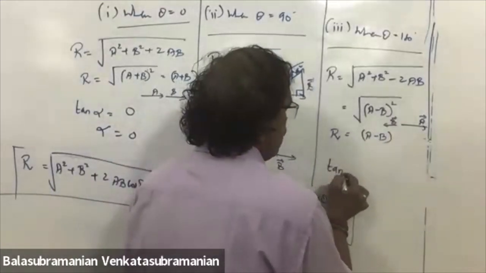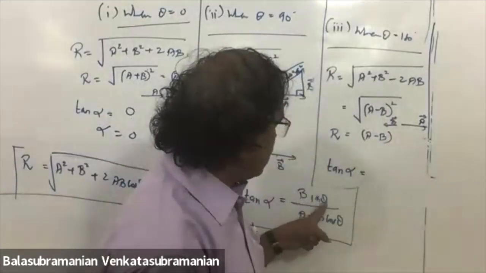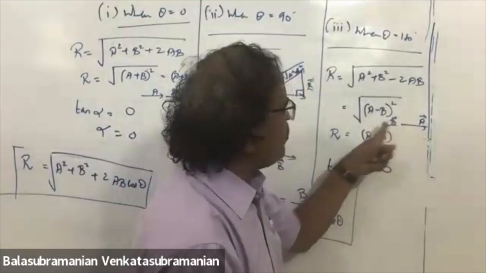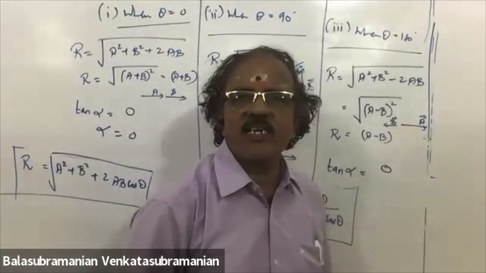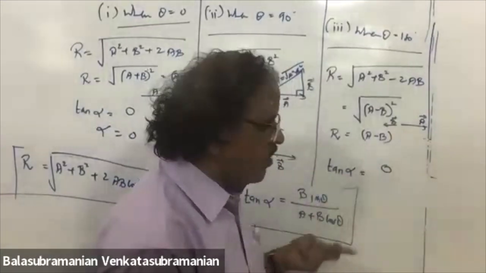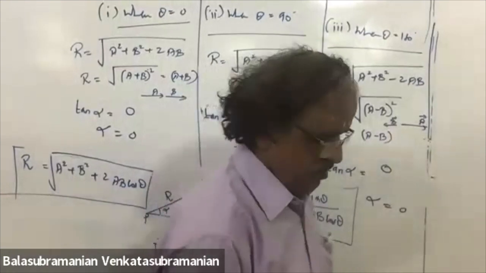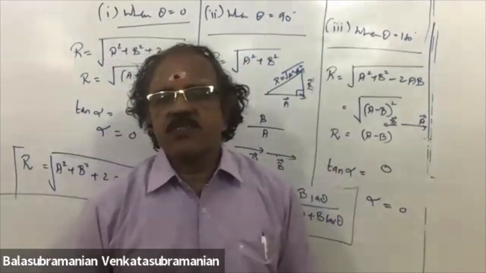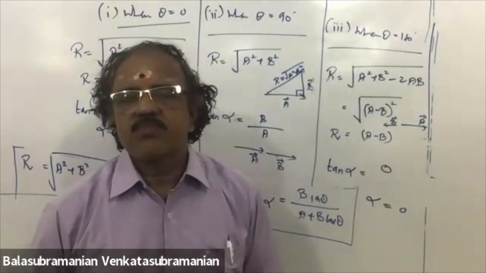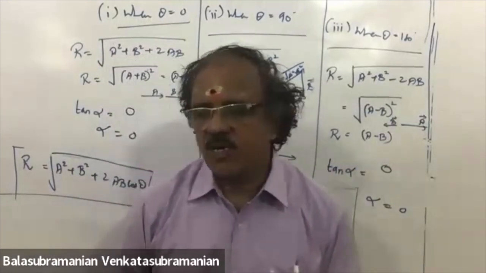Tan alpha is B sin theta over A plus B cos theta. Theta is 180, sin 180 is 0, so it is the same direction as A only, alpha is 0. This is the most important question, the triangle law, the resultant of vectors. We have discussed the magnitude and direction and the different cases. Okay. Next.